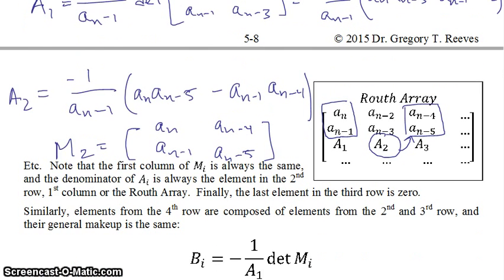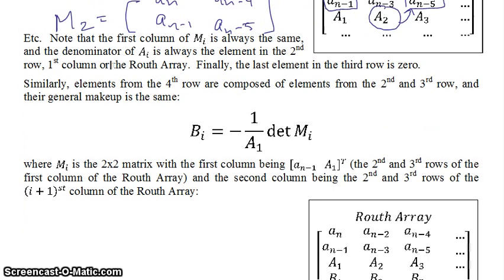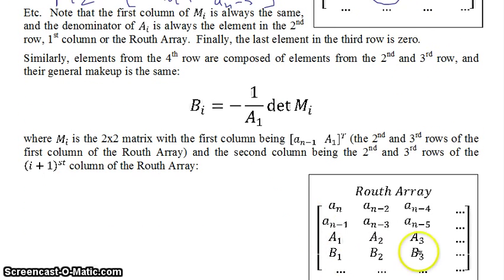So after that, the elements of the fourth row are composed of elements from the second and third row, and the general makeup is the same. So all the elements in this fourth row, which I'm going to call b_i, so b1, b2, b3, and so on, b_i is minus 1 over A1, so that would be this element here, and the determinant of a new set of M sub i. In this case, the M sub i will be the first column will always be these two elements, which in this case will be these two right here. And the second column of that matrix will be, again, the second and third rows of the i plus first column of the Routh array.